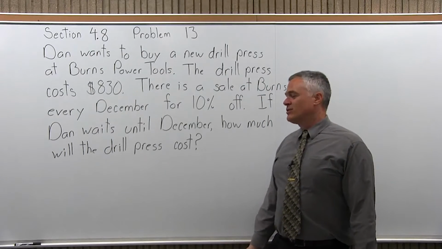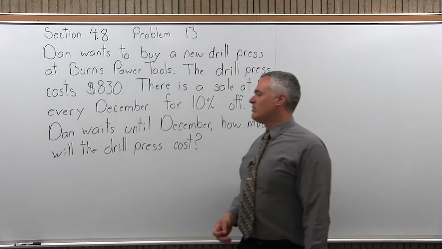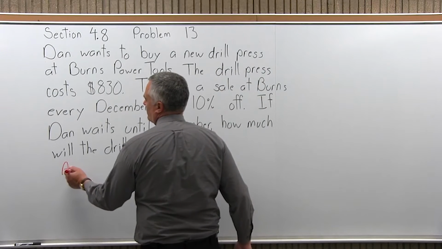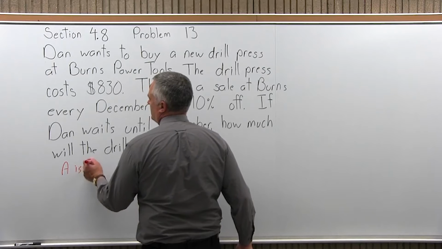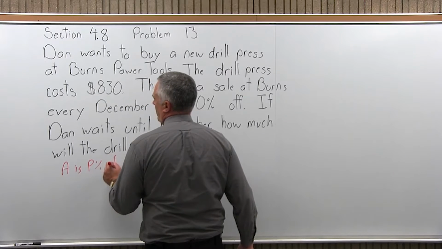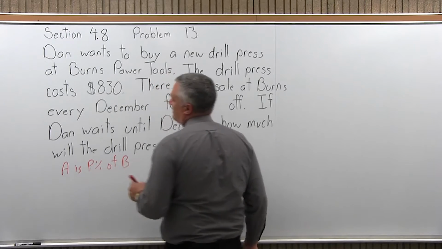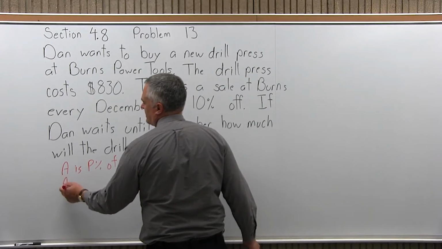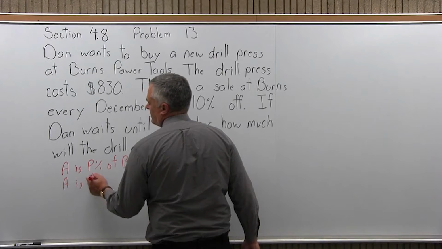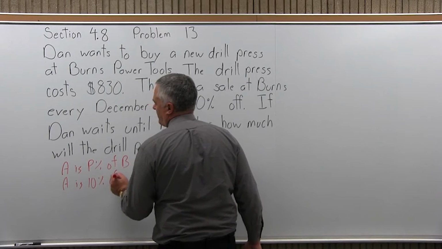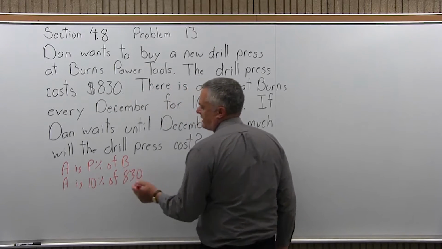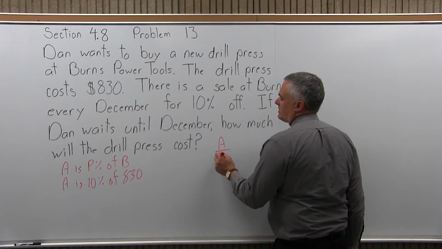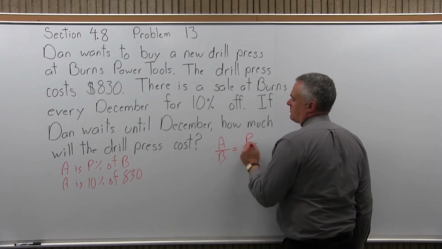Now, not everybody is that good, and the way to make it fit the format of the problem is you're supposed to ask, can I write it in the form A is P% of B? Well, how much am I going to get off on the drill press? A is 10% of 830. That puts it in the format that I want to see it. Then I'm going to run it through the formula A over B equals P over 100.